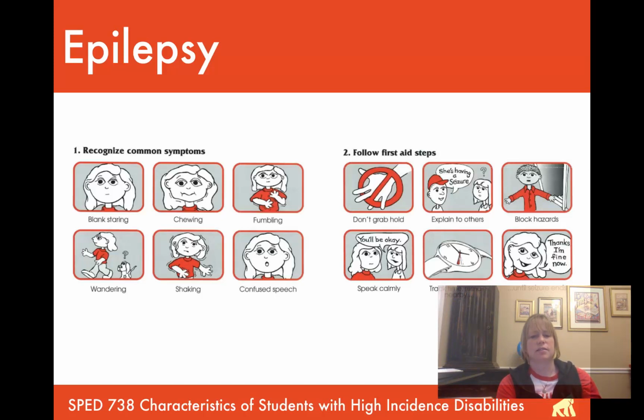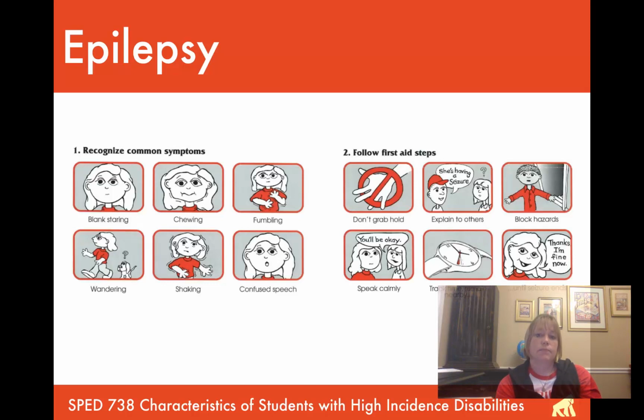So those are the 6 main common symptoms, but I think it's important if you have a student with epilepsy that you're having a very in-depth discussion about what their symptoms are, and you have a very clear understanding, as well as the IEP team does, of what their symptoms are.